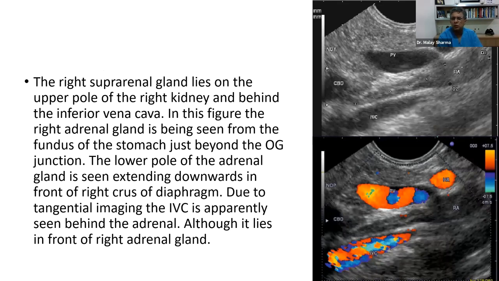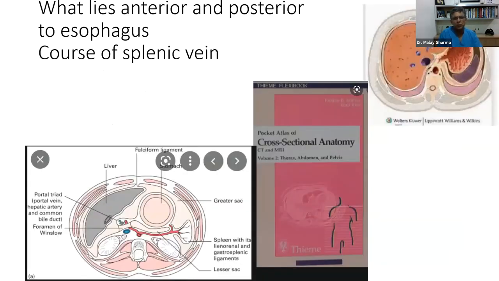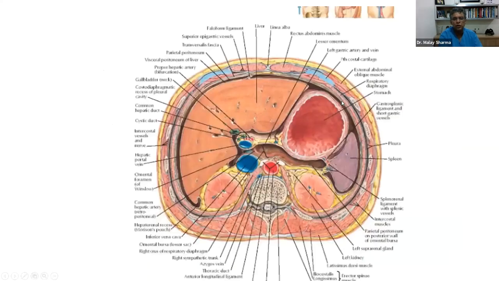So the mind must know what the relationships are, anterior, posterior, and that goes because you must start imagining yourself that you are sitting in the stomach or in the esophagus and you are looking either to the left or posteriorly or to the right or whichever side. And you're rotating your scope to the left or right. And here is why I would say Thieme's cross-sectional anatomy becomes an important book which you should be having.